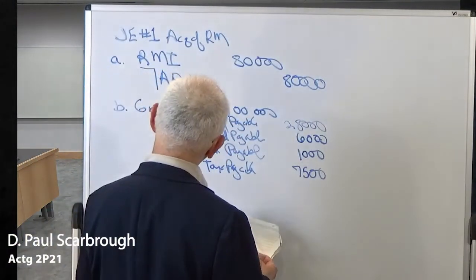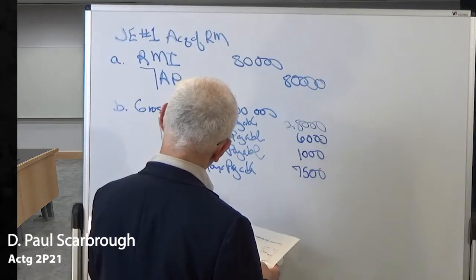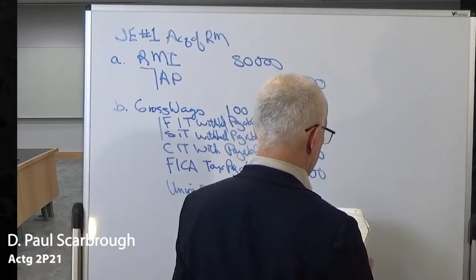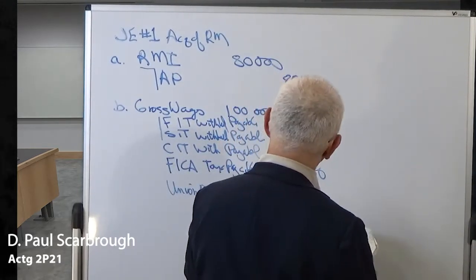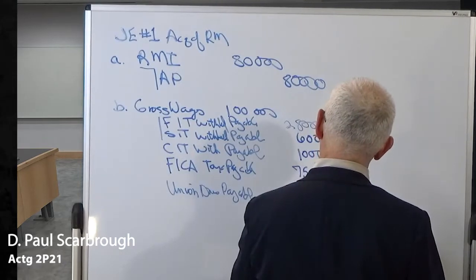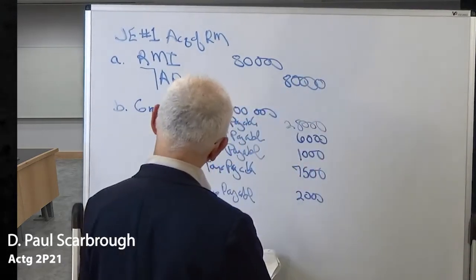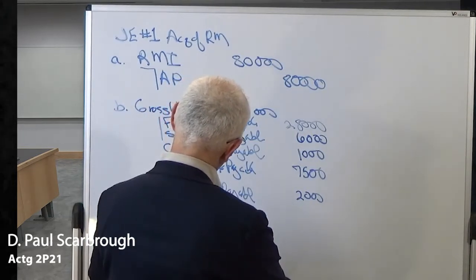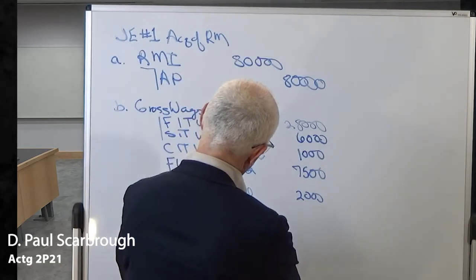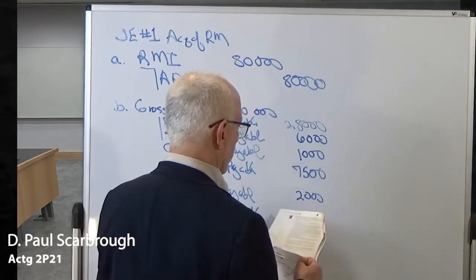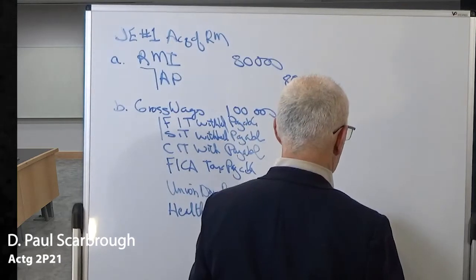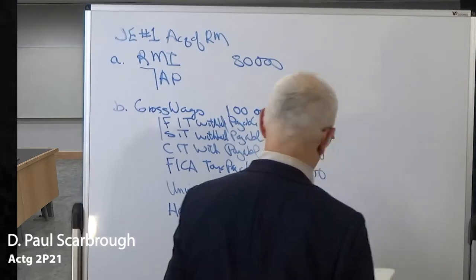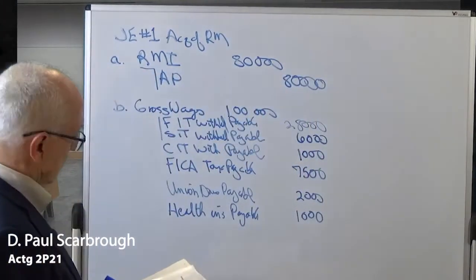We also have union dues payable, and that union dues payable is 2%, 2% of $100,000, $2,000. And the last one is health insurance payable. And that was 1% or $1,000. And that should be it.